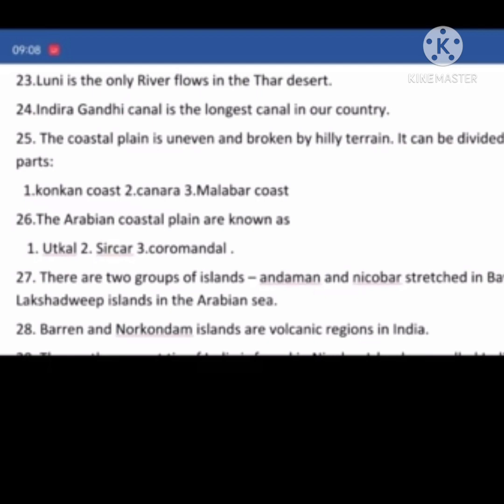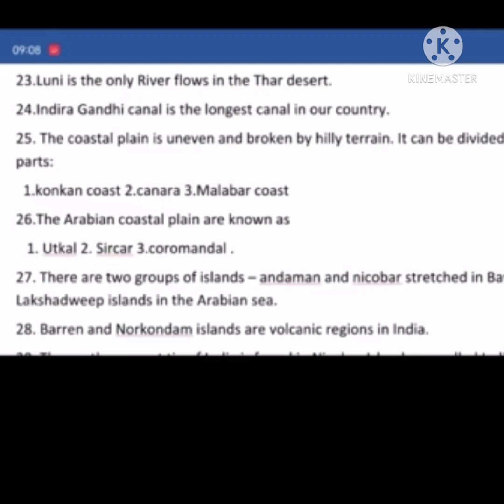Next, the coastal plains. The coastal plains are uneven and broken by hilly terrain. They can be divided into three parts: Konkan coast, Canara coast, and Malabar coast. The eastern coastal plains are known as Utkal coast, Circar coast, and Coromandel coast.